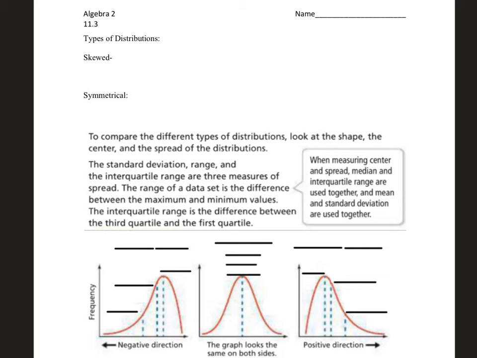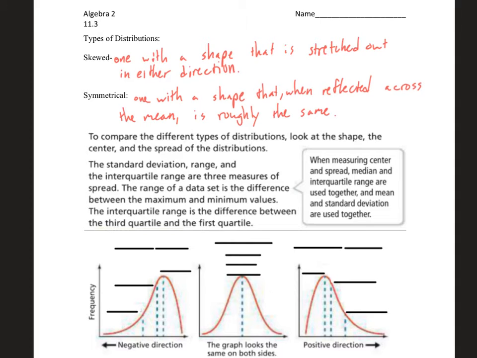In this video, we're going to talk about distribution types. So the first two major types are skewed and symmetrical. Skewed is one with a shape that is stretched out in either direction, and symmetrical is one that has a shape that, when reflected, is roughly the same. So there are those definitions. Feel free to pause if you need time to write them down.